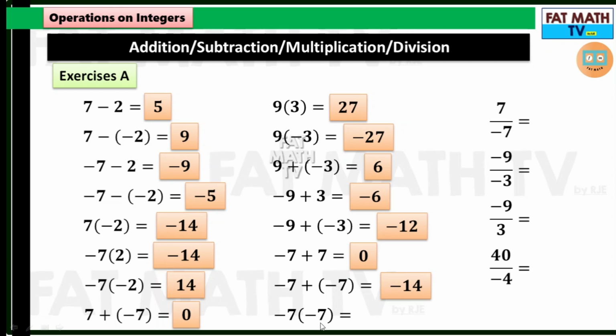Negative 7 times negative 7, that is positive 49. 7 divided by negative 7 is negative 1. Negative 9 divided by negative 3 is positive 3. Negative 9 divided by 3 is negative 3. And 40 divided by negative 4 is negative 10.